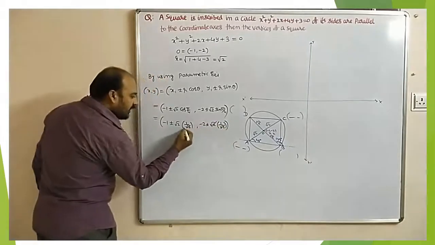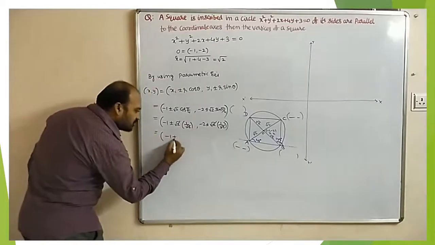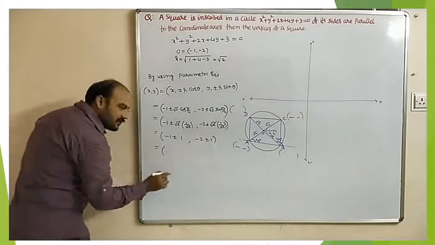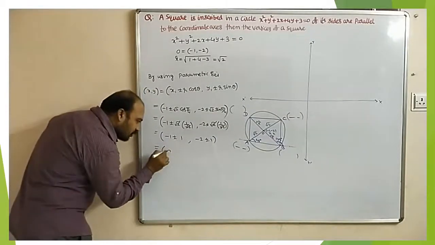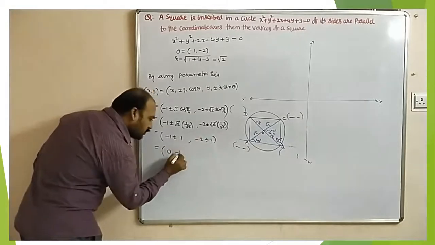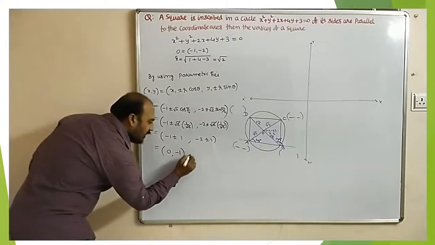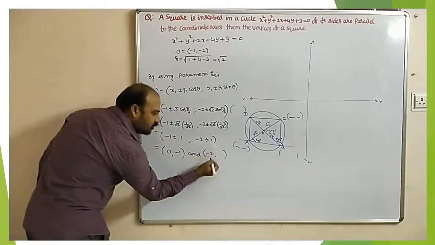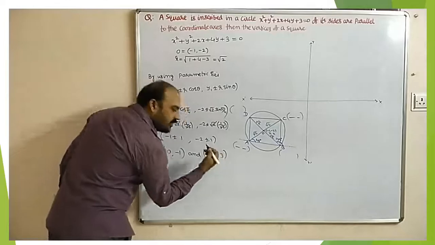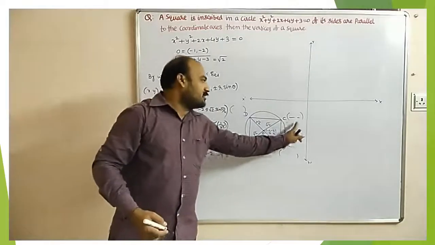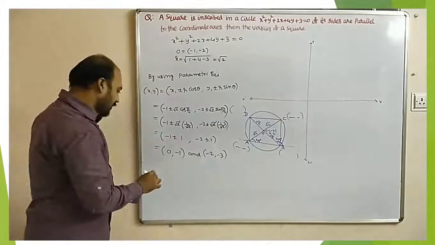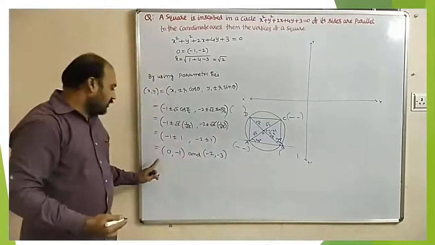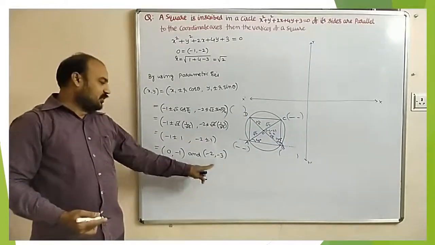Root 2 gets cancelled here. And minus 1 plus or minus 1, comma minus 2 plus or minus 1. If we consider plus, minus 1 plus 1 is 0, minus 2 plus 1 is minus 1. And if we consider minus, minus 1 minus 1 is minus 2, minus 2 minus 1 is minus 3. So these are the coordinates of A and C. Based on that, you can take. After that, we will get these vertices.